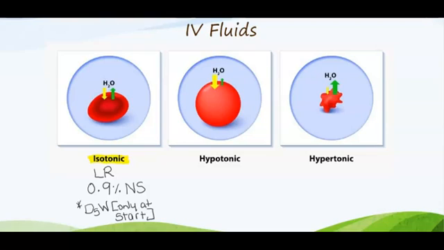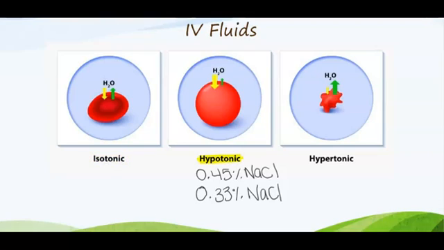D5W is just a little bit different. When we first give it, it is going to be isotonic. However, our body is going to be able to use that sugar pretty quickly, and once I remove that sugar, you think of that sugar as a solute or a particle, then it actually changes the solution to one that is hypotonic. So you have to be careful when you're administering D5W to be aware that only at the beginning, at the initiation of it, when we first give it, is it going to function as an isotonic solution.